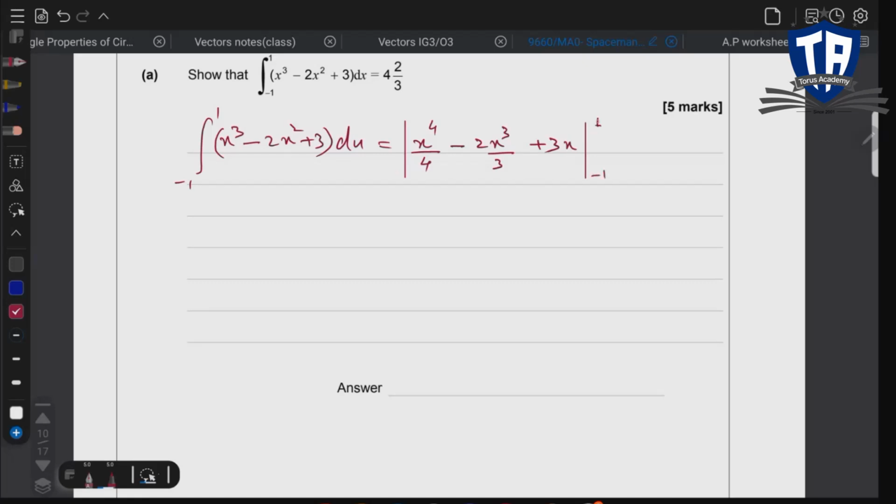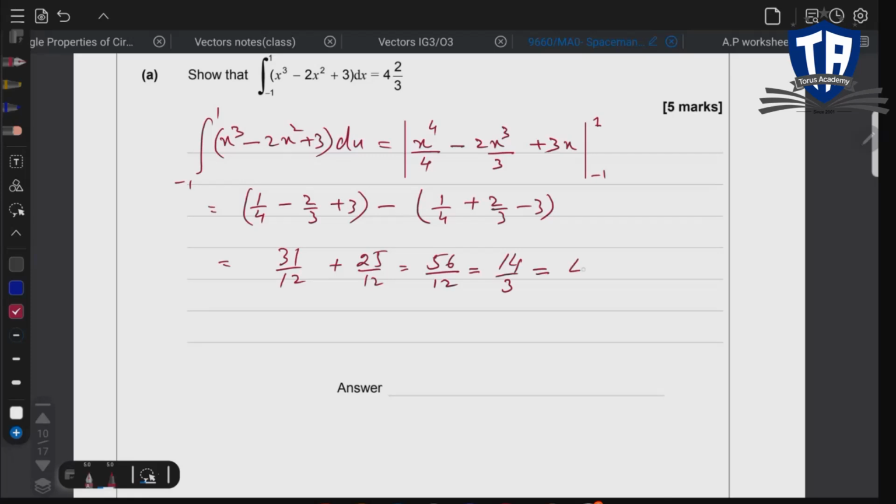It is 1 by 4 minus 2 by 3 plus 3 for the upper limit. Put a minus sign, and now plug in the lower limit, which is 1 over 4 plus 2 by 3 minus 3. By using the calculator, we get this answer, and it is 4 whole 2 by 3, and this is what we needed to prove.